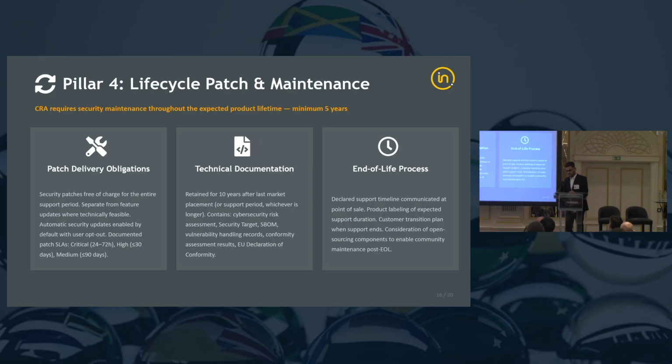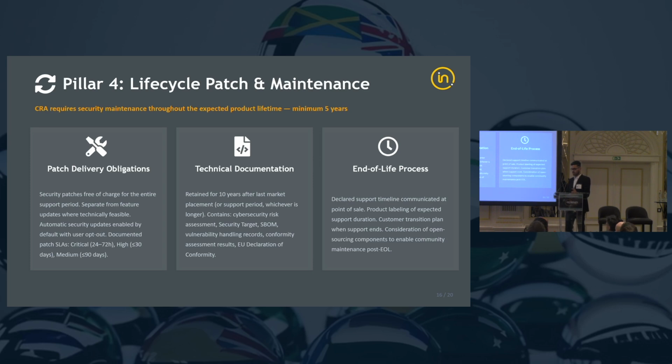So lifecycle management, right? This is probably the section where most manufacturers struggle. CRA requires that your product has to be maintained for the expected product timeline, and definitely for a minimum of 5 years. So there are 3 areas that I think we need to optimize. One is patch delivery obligations. So first is your security patches.